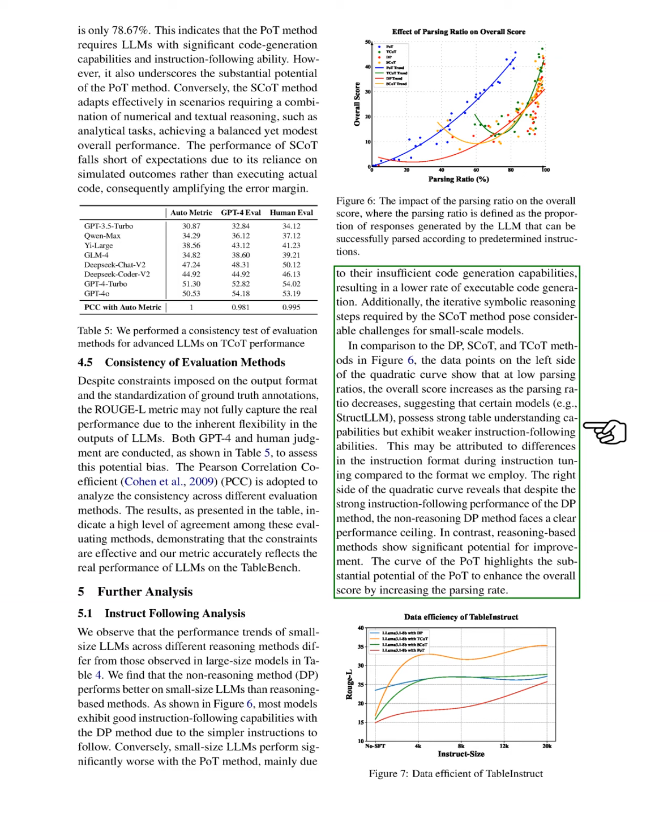Our comparison of the DP, Scott, and TCOT methods shows that at low parsing ratios, overall scores improve as parsing ratios decrease, indicating that some models, like Struct LLM, have strong table understanding but weaker instruction following abilities. The right side of our analysis shows that while the DP method excels in instruction following, it has a performance ceiling, whereas reasoning-based methods have significant room for improvement. The POT method's curve suggests that increasing the parsing rate could greatly enhance overall scores.